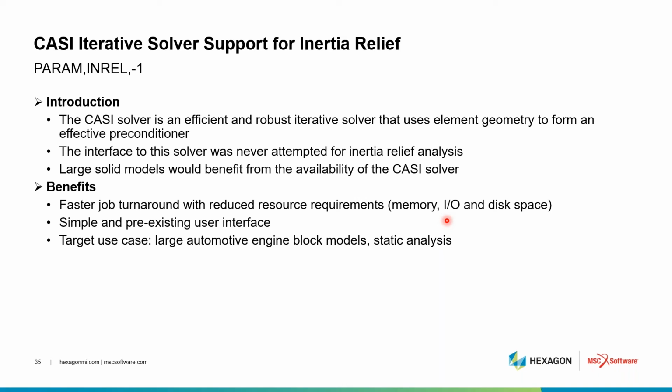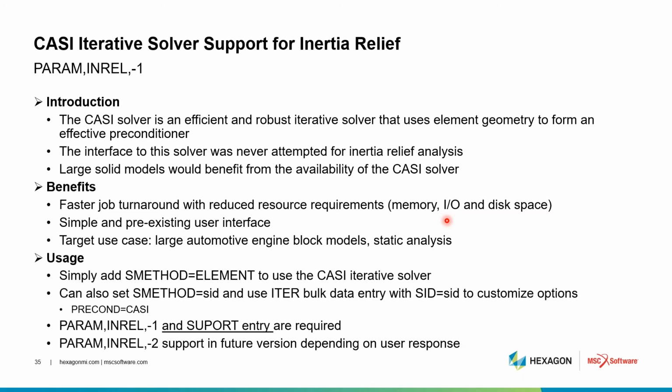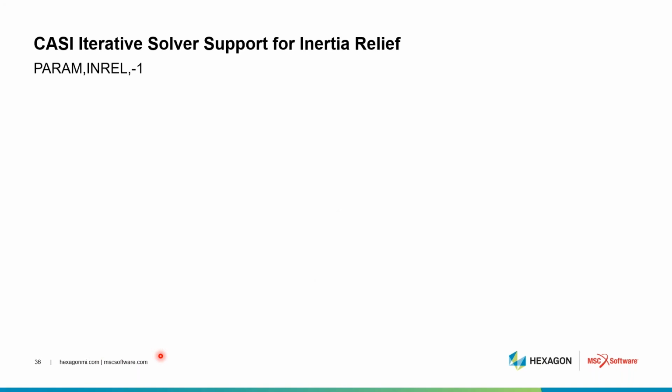So faster job turnaround, reduced resource requirements like memory, I/O, disk space, etc. The target is large automotive engine blocks as well as static analysis jobs. It is supported with a parameter, and then parameter -1 will be supported in future versions. Just to be noted here.